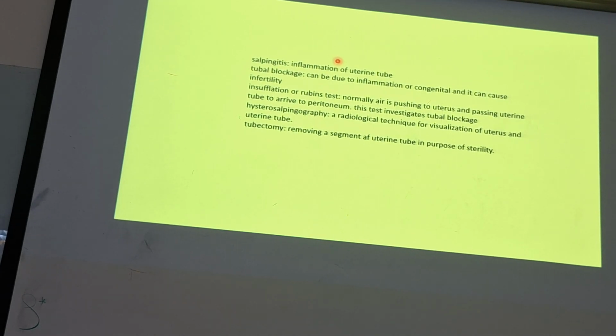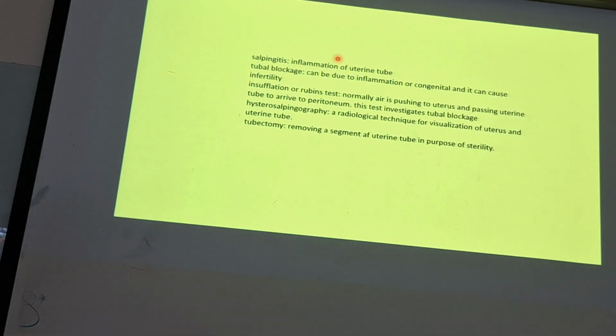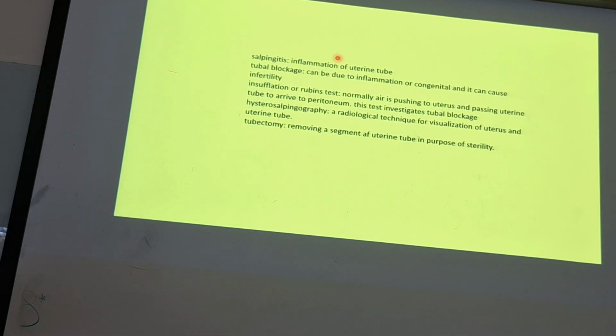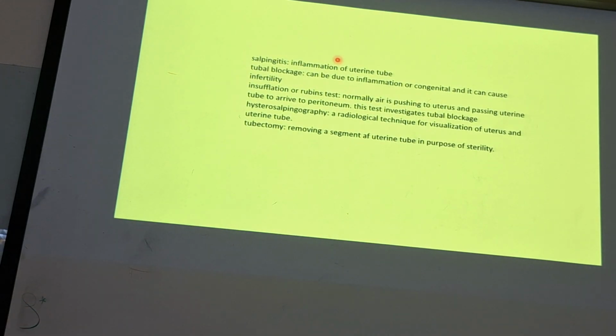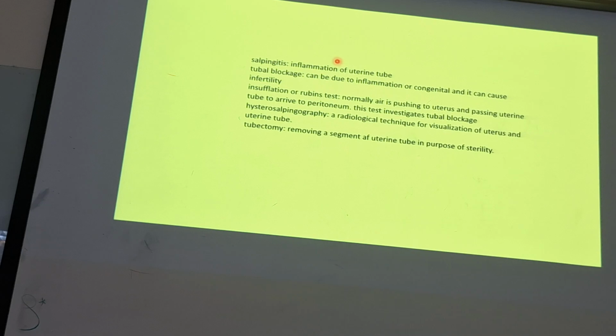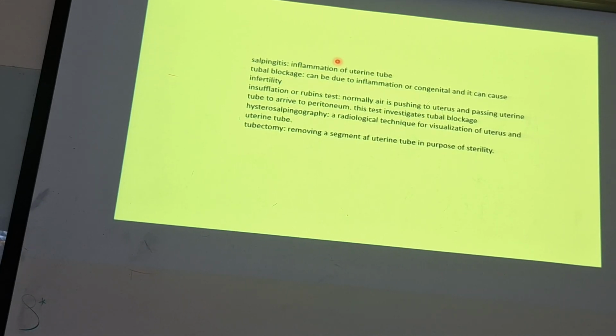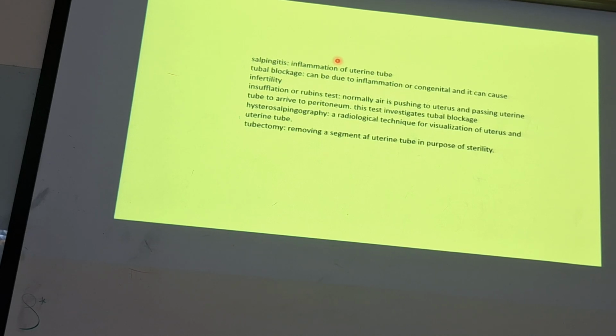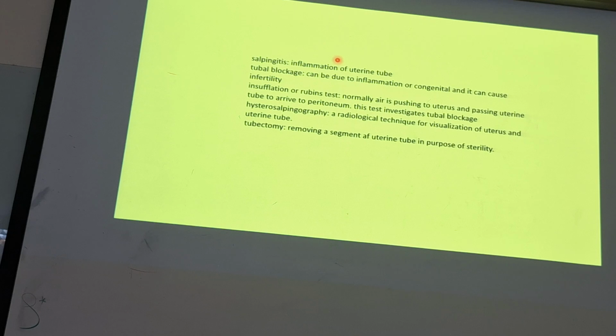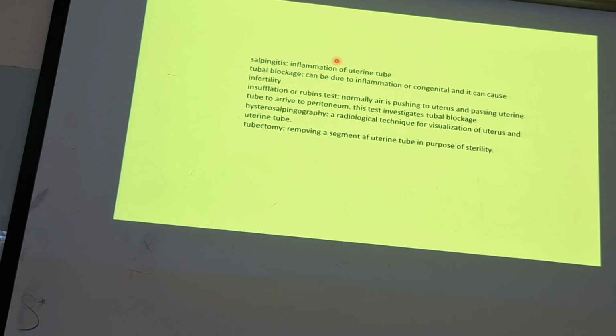What does the inflammation do? It prevents fertilization, okay? The released egg cannot arrive to the spermatozoa. So here we have a test which is named Rubin test or insufflation test. In the insufflation test, okay, air is pushed through the vagina, arrives to the uterus.